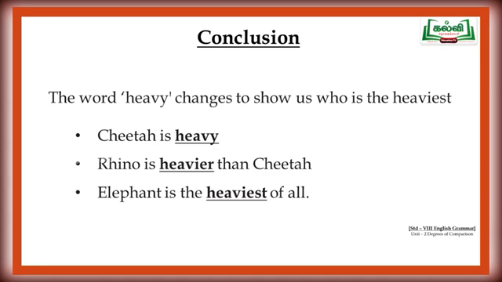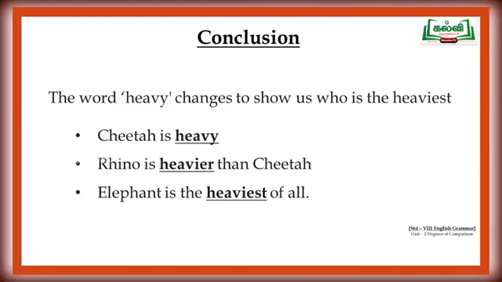How can it be done? Shall we see? Yes. See the first sentence. The cheetah is heavy. Now the second sentence. Rhino is heavier than cheetah. So here we are comparing two animals. The one is rhino and second one is cheetah. So, here rhino is heavier than the cheetah. Now, the third sentence. Elephant is the heaviest of all because the weight of the elephant is nearly 2000 kilogram. So, obviously, we can judge that elephant is the heaviest among the three animals.